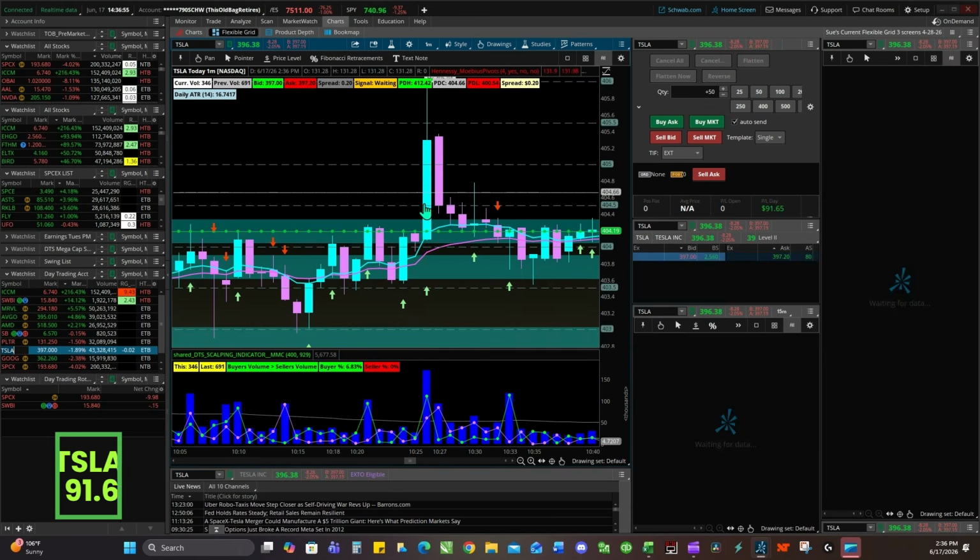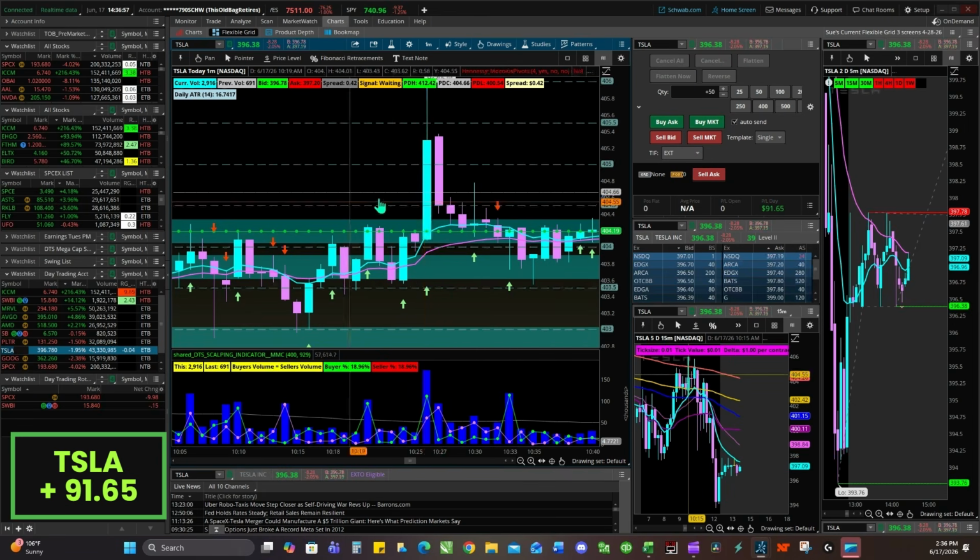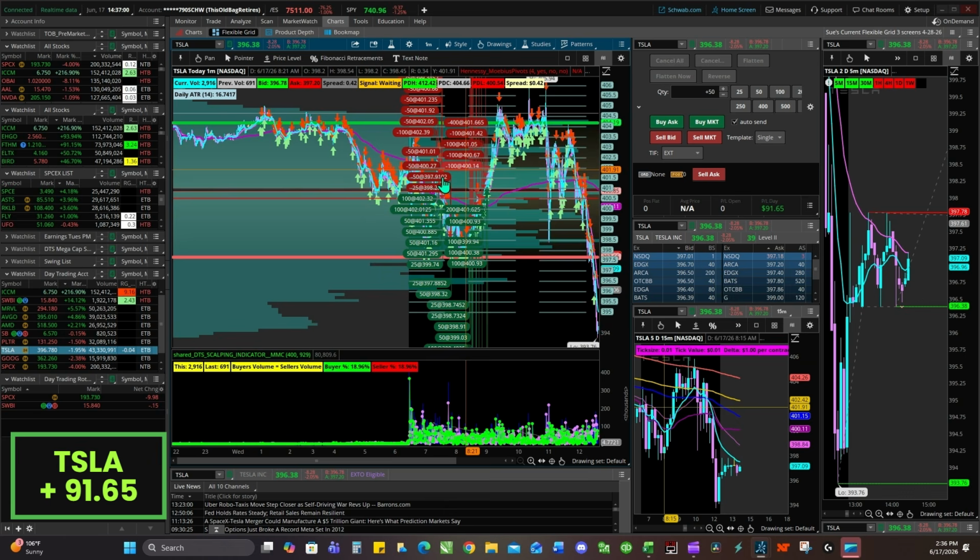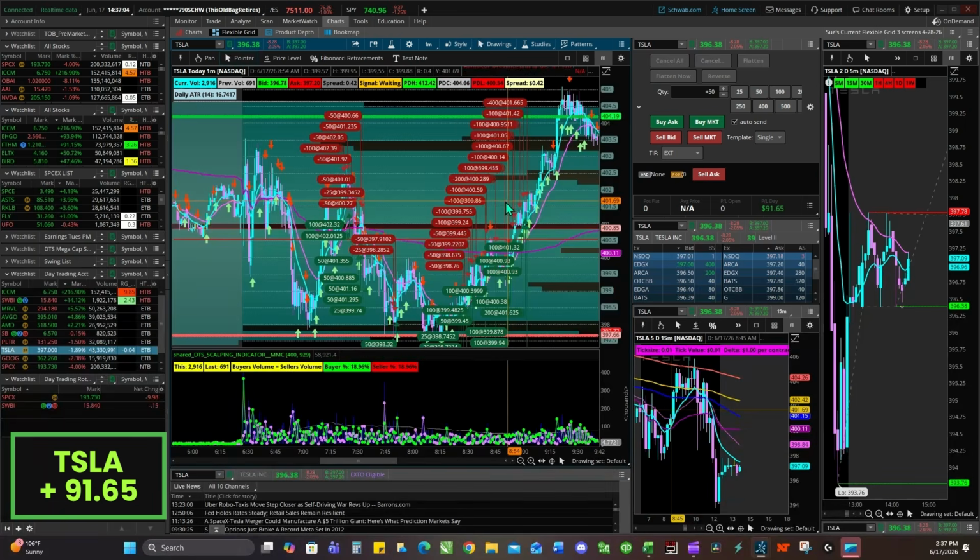Yesterday I did really well on Tesla. It was $100, and today I did another $100 on Tesla. I actually traded, just like yesterday, I traded large share size. Now, it looks like a lot of shares. Again, remember, I'm scalping for pennies.